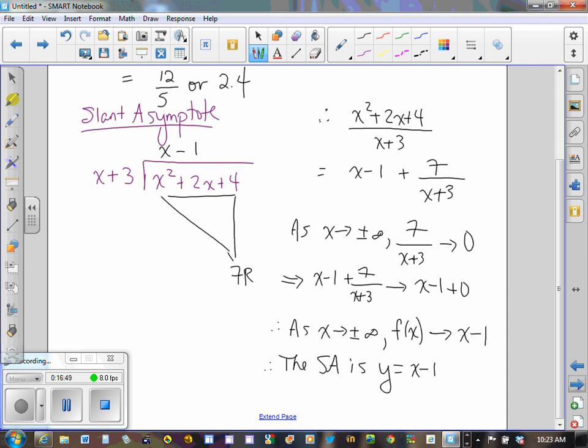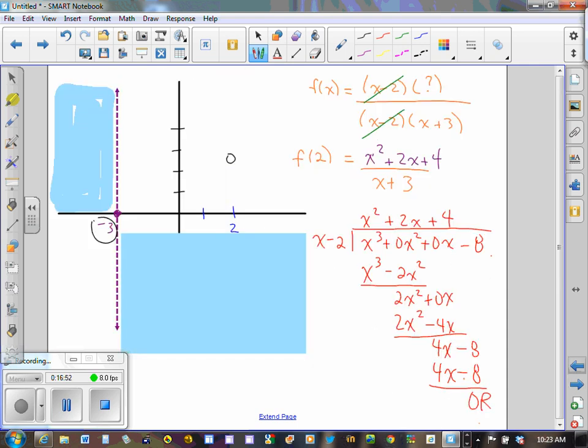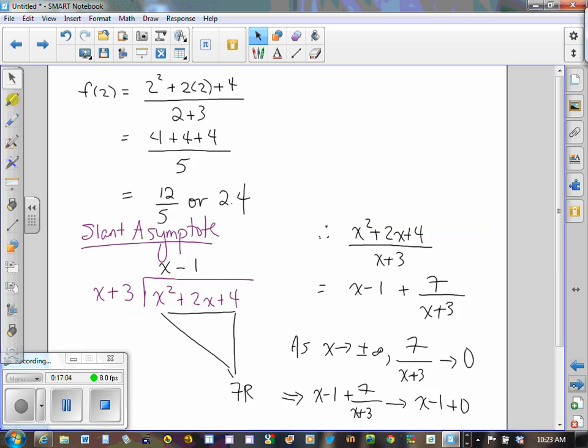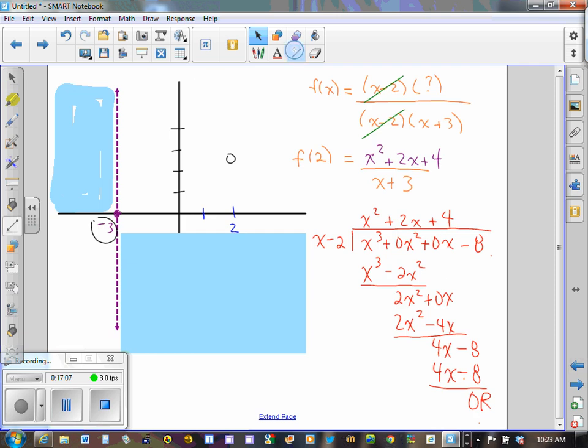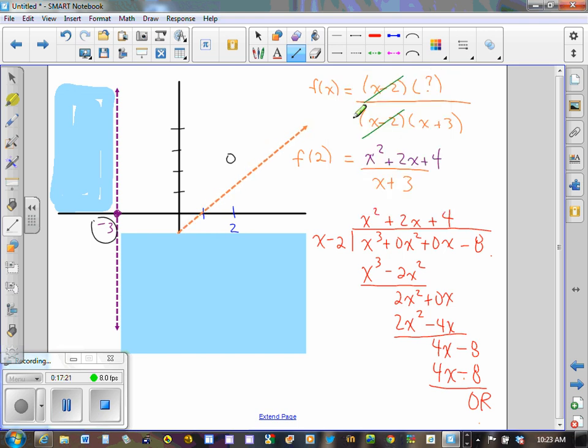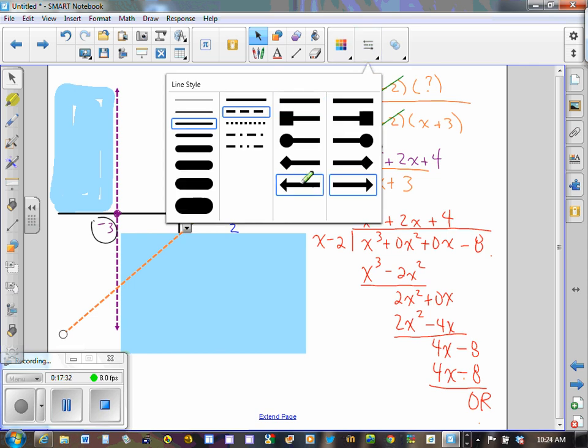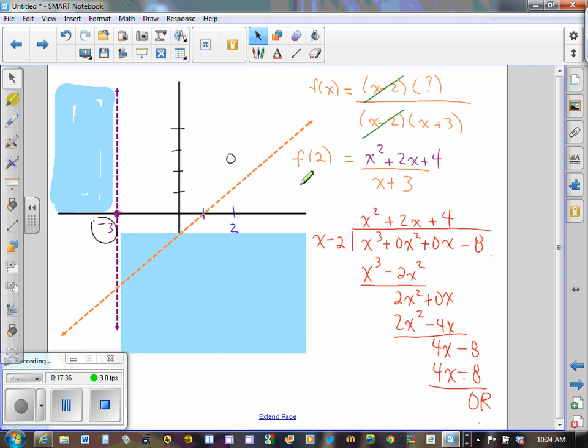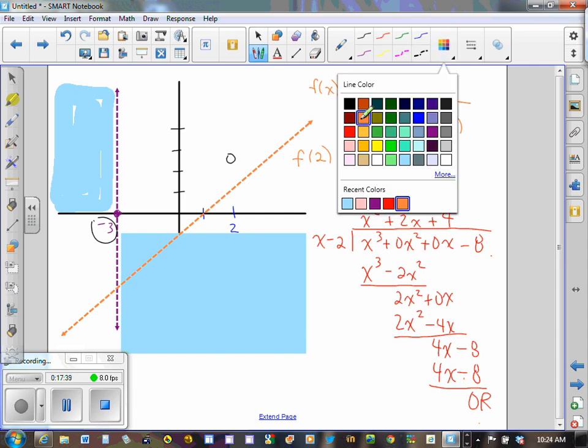So now we can go back to our graph and add this particular line, which has a slope of 1 but passes through a y value of minus 1. Let's just double check that. Exactly, minus 1. So I'm going to grab the line tool and we'll use a different color here. We'll grab orange again. So passing through minus 1 with a slope of 1, we're going to see something like this, and that's going to continue on in both directions. And there we have our SA of y equals x minus 1.